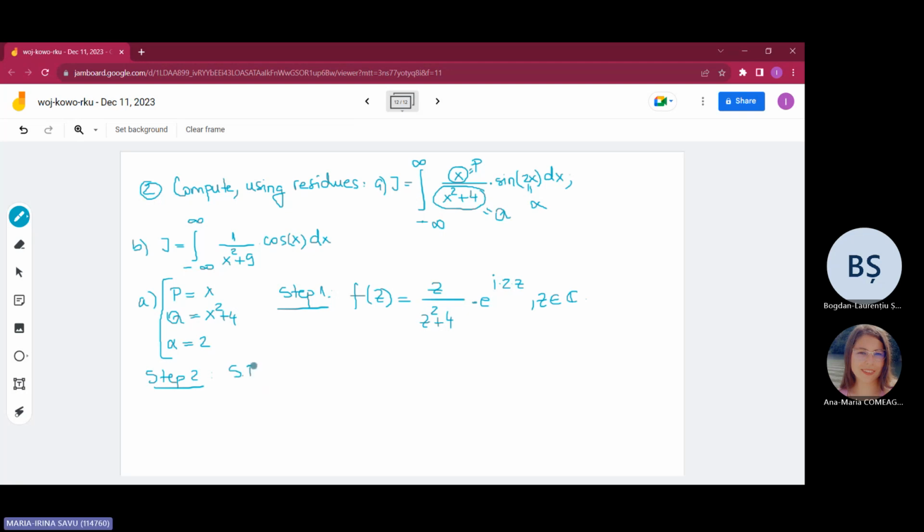Step 2. Singular points of f. You have z1, which is minus 2i, and z2, which is 2i. Which one is in the upper half plane? z2, because the imaginary part of z2 is 2, which is positive. So it means that z2 is in the upper half plane. Okay, but this one is not here.